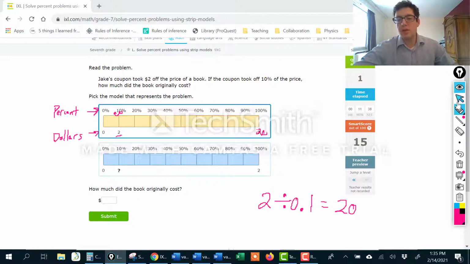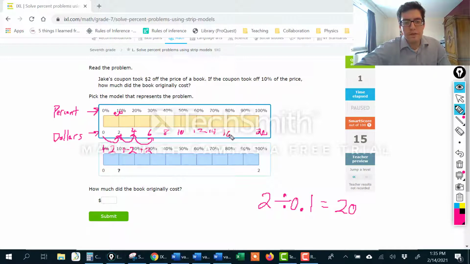Okay, and another way that we could have figured this out using this model is to notice that from 0 to 2, well, that's easy. That's just an increase of 2, right? So we could just keep counting by 2s on this model. 2, and then if we add another 2, we'll get 4, and then another 2, we'll get 6, and then 8, 10, 12, 14, 16, 18, and look at that, 20. Okay, so same answer that we got using this.